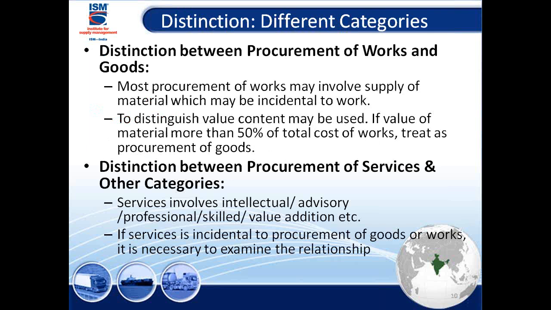Now, comes the question of distinction between procurement of works and goods. When you say I'm buying something, even let's say you're putting up a power plant, there's a goods component and a works component around. So I would say the key distinction is if the value of the material is more than 50% of the total cost of works. That's the key dividing factor. Treat them as procurement of goods around.